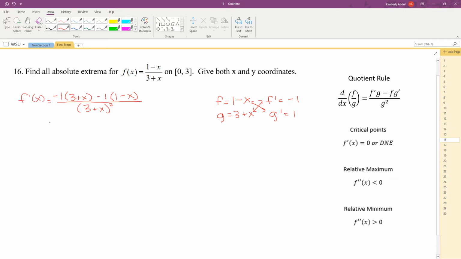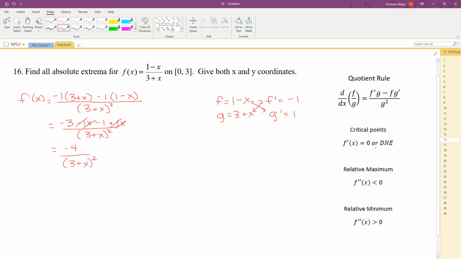Now I'm going to go ahead and use distributive property to simplify. So I'm going to get negative 3 minus 1x minus 1 plus 1x over 3 plus x quantity squared. You can see that these ones here are going to cancel. So my final answer for the first derivative is going to be negative 4 over 3 plus x quantity squared.